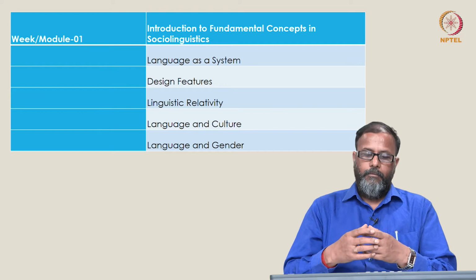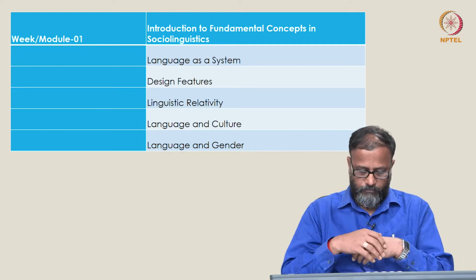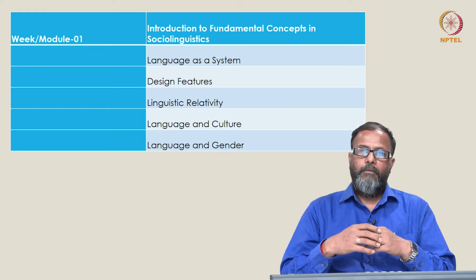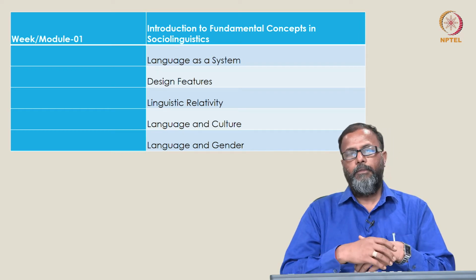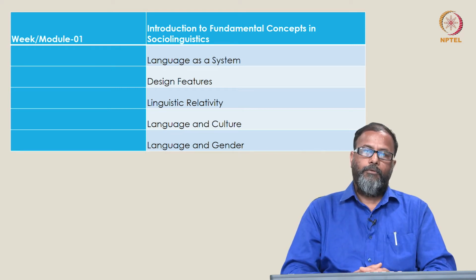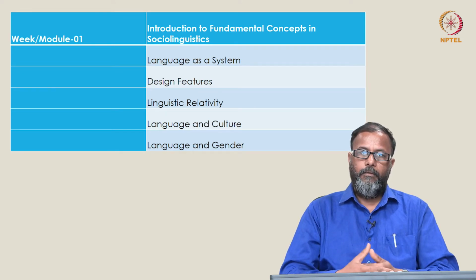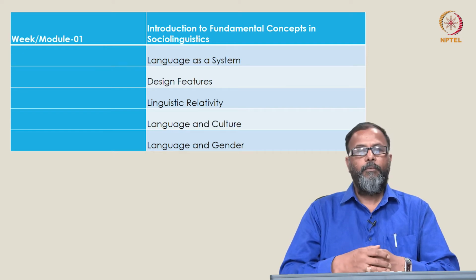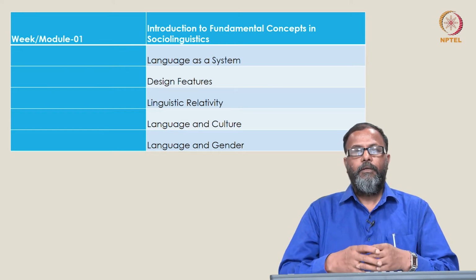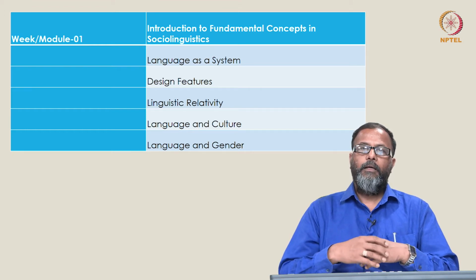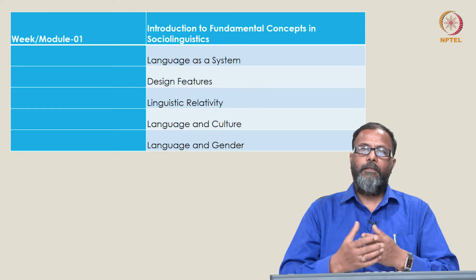Then we talked about the design features of human language by Charles Hockett. We talked about 16 features, and in detail we tried to establish how the human language and communication system is different, sophisticated, and so significant compared to other communication systems in the entire animal kingdom.